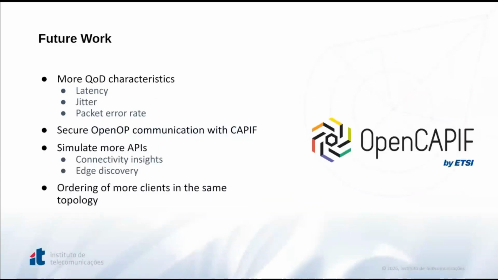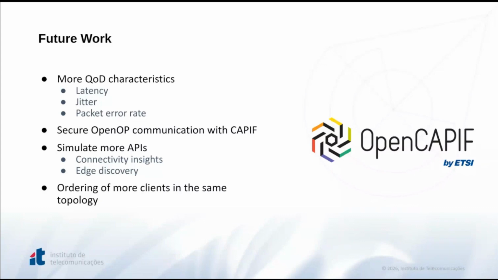So what is next for this work? First, we are currently only simulating bandwidth in the QoS profile. We would like to add latency, jitter, and packet error rates to complete the simulation. We had also originally planned to integrate CAPIF into the communication with OpenOp to provide security. But due to some time constraints, we couldn't do it. So we would like to revisit that.